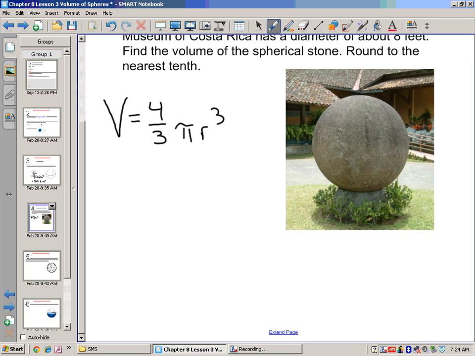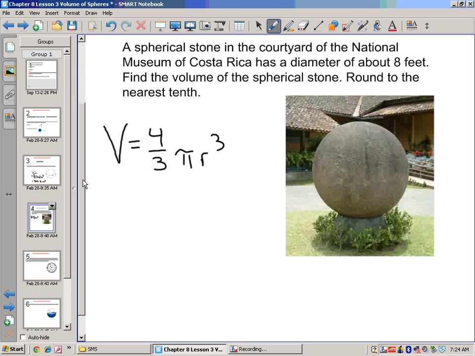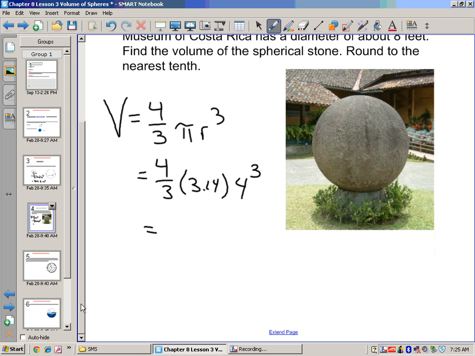Now we're just going to plug in our information. And what they give us is the diameter. So we're going to have 4/3 times our pi, 3.14, times our radius. Well, they gave us a diameter of 8. Once again, the radius is half the diameter, so it's going to be 4 cubed. Punch that into your calculator once again. It's going to be 4 ABC 3 times 3.14 times 4 to the third power. And you are going to get about 268.1 cubic feet.